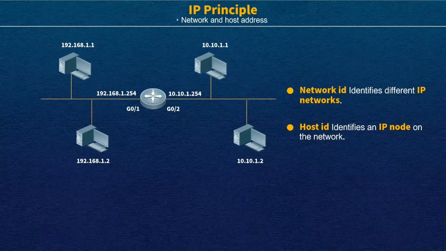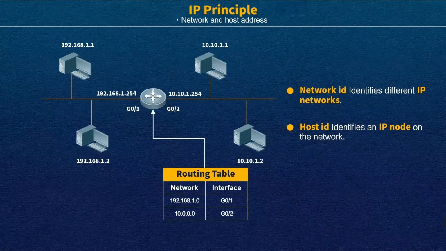So the host ID identifies an IP node on the network. Within the same segment, the terminals have the same network ID but different host IDs. But in different segments, the network is different, and the host is also different. So about the router, we usually use the network ID to indicate different segments. For example, here we have two sites, right?